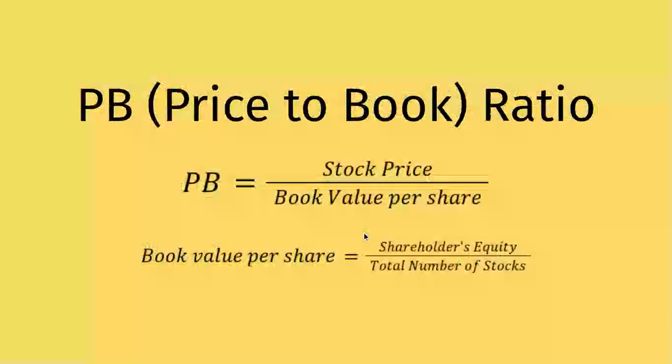The PB ratio is also a valuation ratio. It helps us determine whether a stock is undervalued or overvalued. PB ratio, when compared to the PB ratio of the other companies in the same industry, would help us determine the same. A low PB ratio means the stock is undervalued, and a high PB ratio means that the stock is overvalued. A comparison of the PB ratio of two stocks from different industries should not be done.